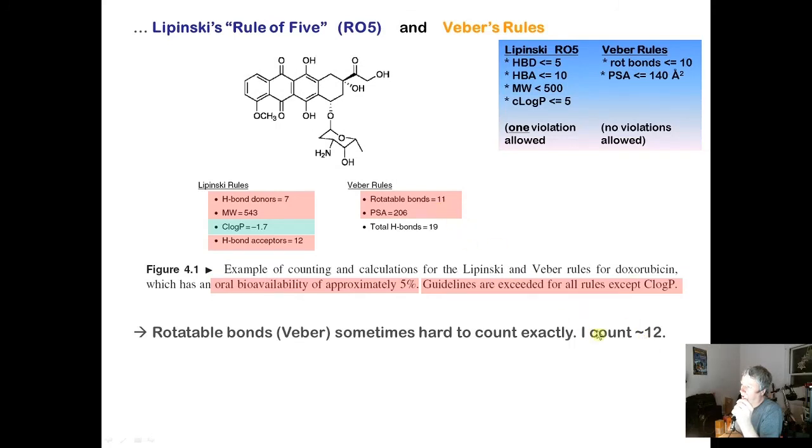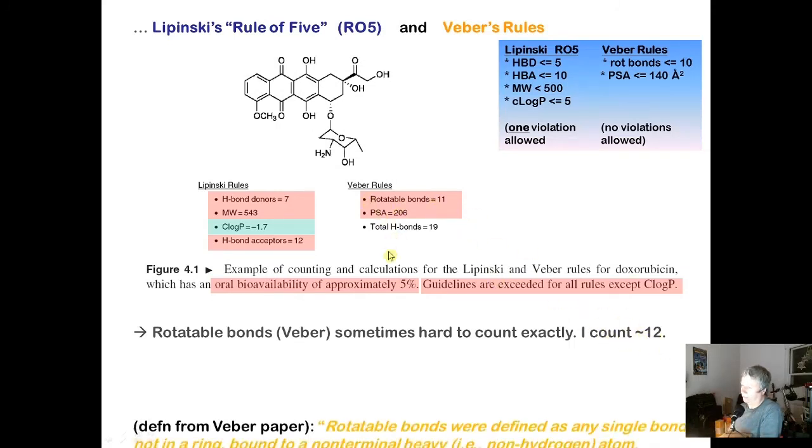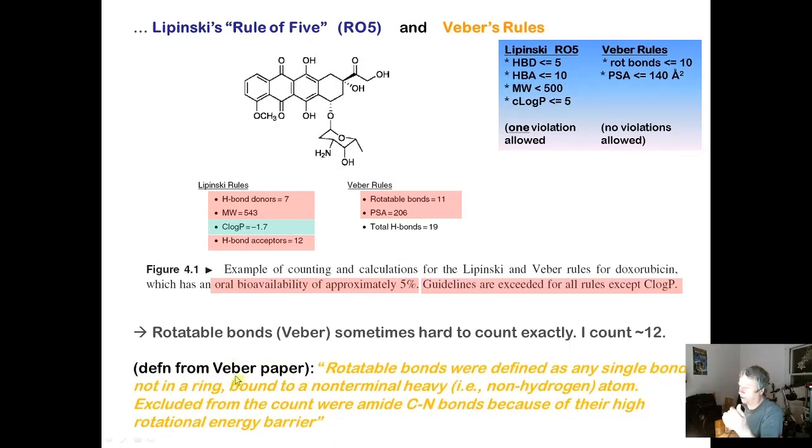A good source is just to look it up in the Weber paper, and I have that definition from the Weber paper. Rotatable bonds were defined as any single bond, not in a ring, bound to a non-terminal heavy non-hydrogen atom. So like these carbon-oxygen bonds. Excluded were amide CN bonds due to their high rotational barrier.